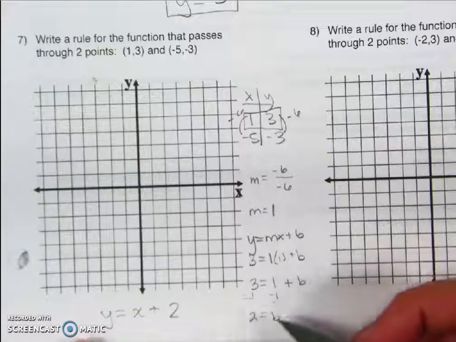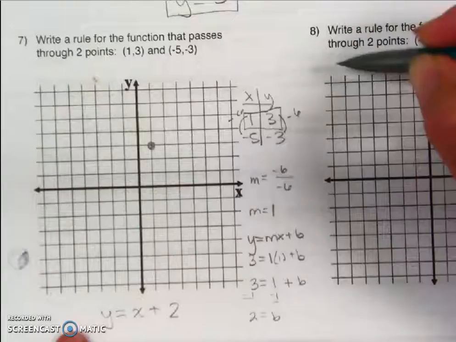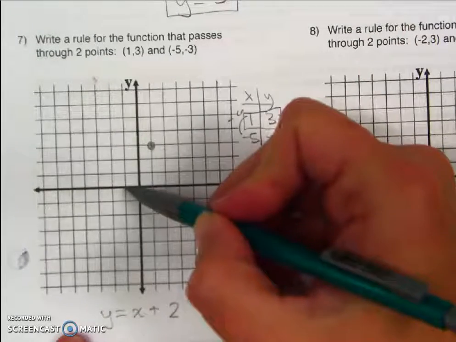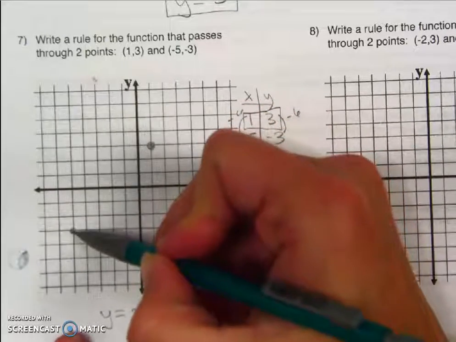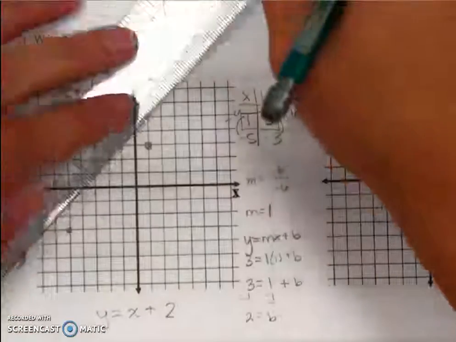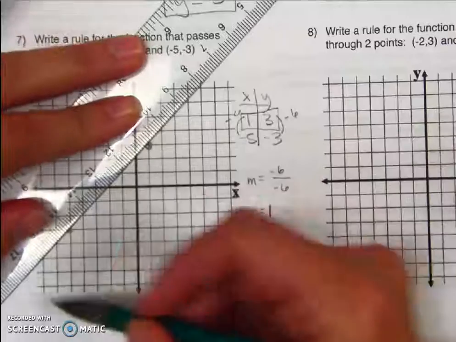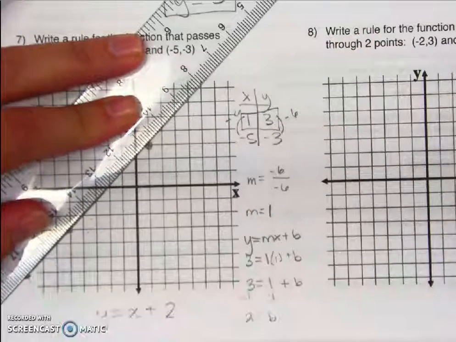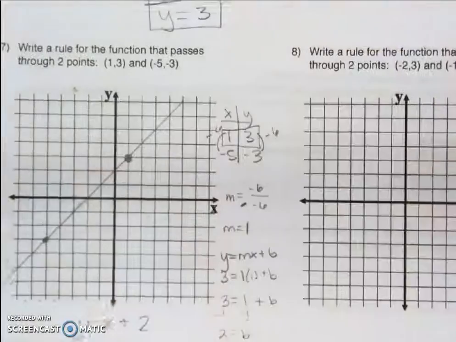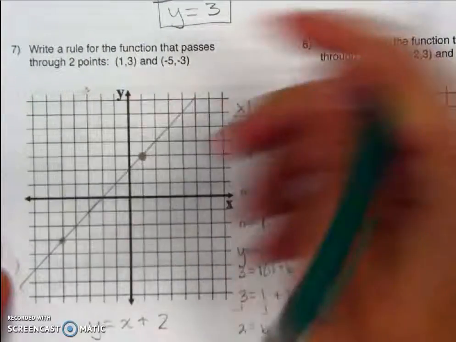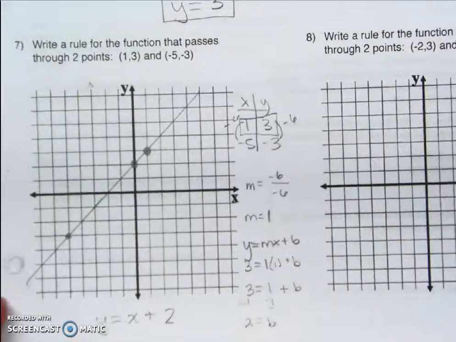So if we graph these points, 1, 3 is right here, and negative 5, negative 3, 1, 2, 3, 4, 5, negative 5 goes to negative 3 right there. And if we connect those, we should see a slope of 1, and it should cross through the point 2. Let's see if that happens. Oops, there we go. All right, so now, oh, it did. It crossed at 2. And we could figure that out from the slope and the point that we knew.